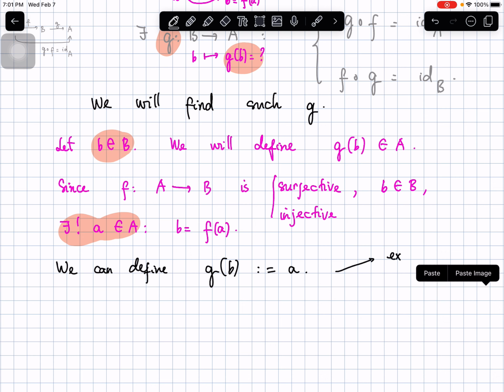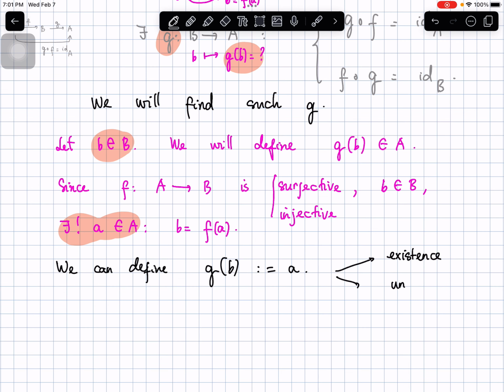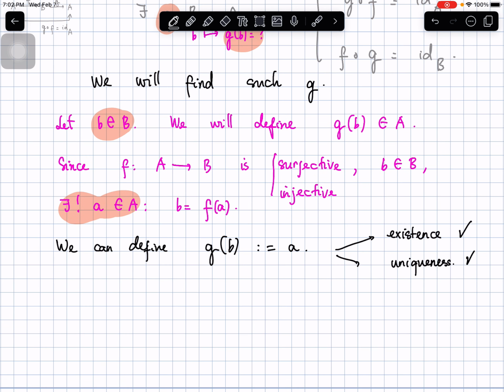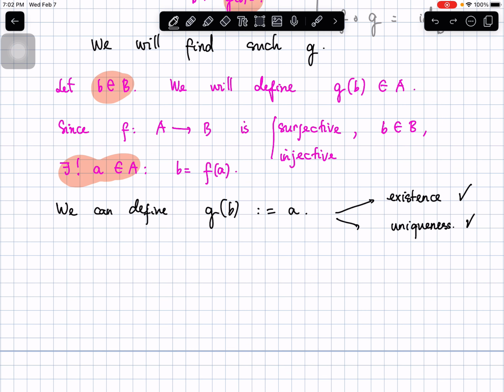Recall that to define a function we need two conditions, existence and uniqueness. For the existence condition, for each b in B, we can find one a in A. Now this b in B must map to exactly one point in A, and this is the uniqueness condition. So the uniqueness condition is also good. So we define the function g to send b to this small a. So g is well defined.